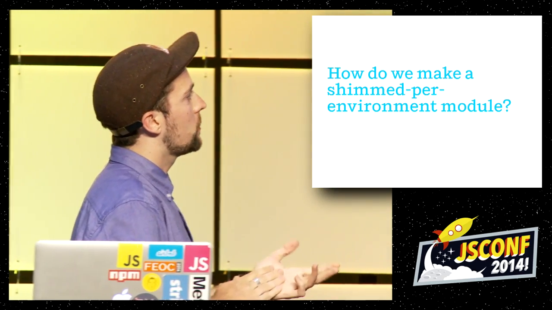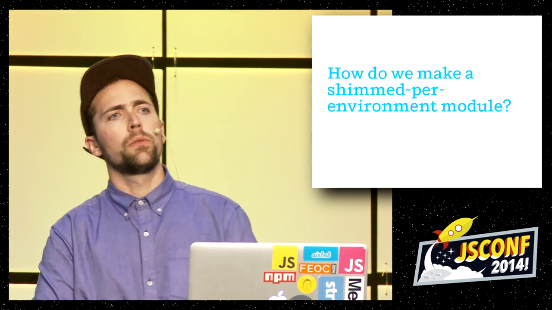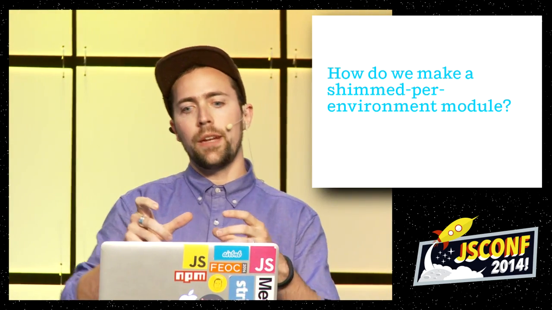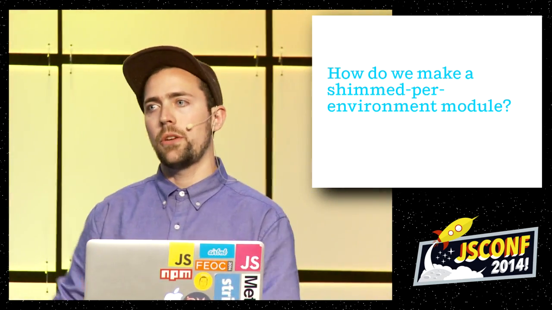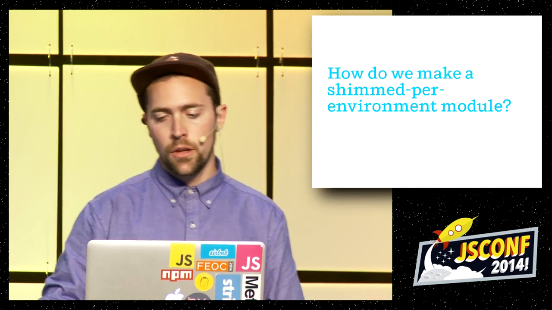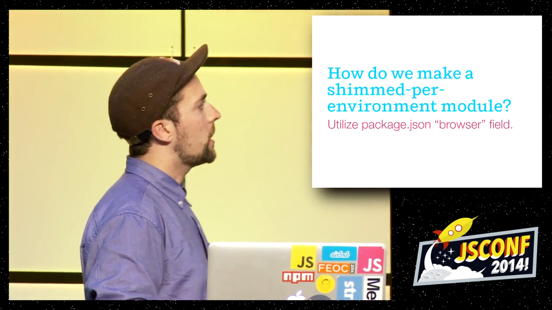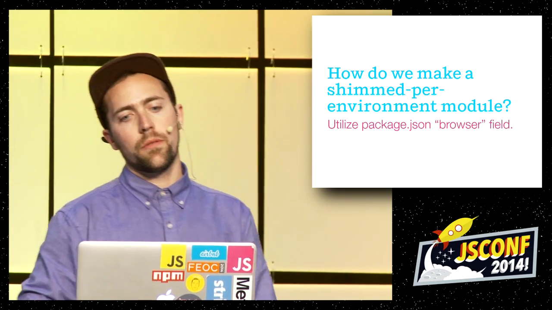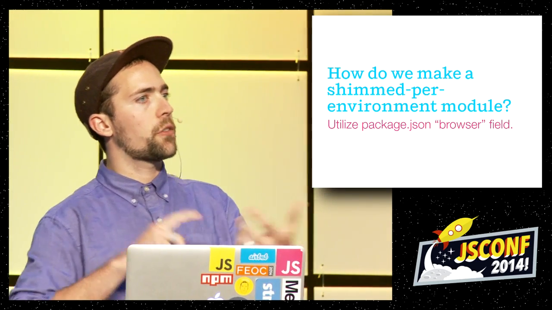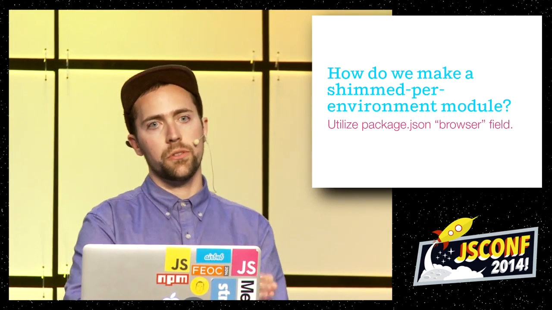The next step is we need to figure out how we can make a shimmed per-environment module. We're building a little module that provides a single API to the client and the server, but there are different implementations under the hood. And the solution is to use the package.json browser field. There's a little known feature of package.json and the way it interacts with Browserify that lets you actually specify different behaviors for browser versus server.